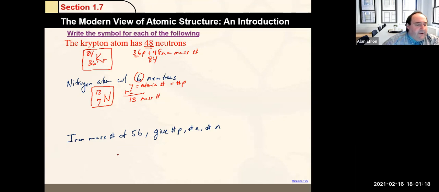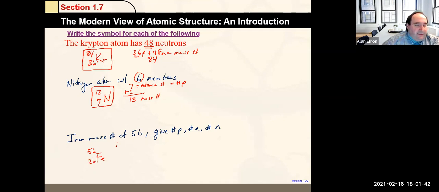And lastly, here we have iron, which has a mass number of 56. Looking at the periodic table, the symbol for iron is Fe. The 56, which was given to us in the problem, is the mass number, which should go up on top. From the periodic table, we can see that Fe has an atomic number of 26.